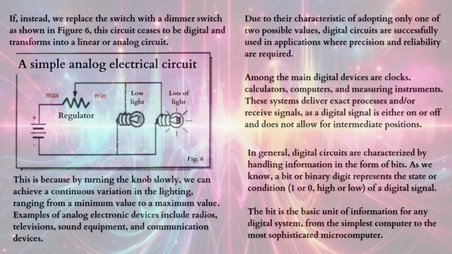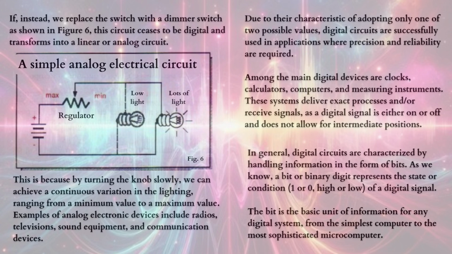Examples of analog electronic devices include radios, televisions, sound equipment, and communication devices. Due to their characteristic of adopting only one of two possible values, digital circuits are successfully used in applications where precision and reliability are required. Among the main digital devices are clocks, calculators, computers, and measuring instruments. These systems deliver exact processes and/or receive signals, as a digital signal is either on or off and does not allow for intermediate positions. In general, digital circuits are characterized by handling information in the form of bits.